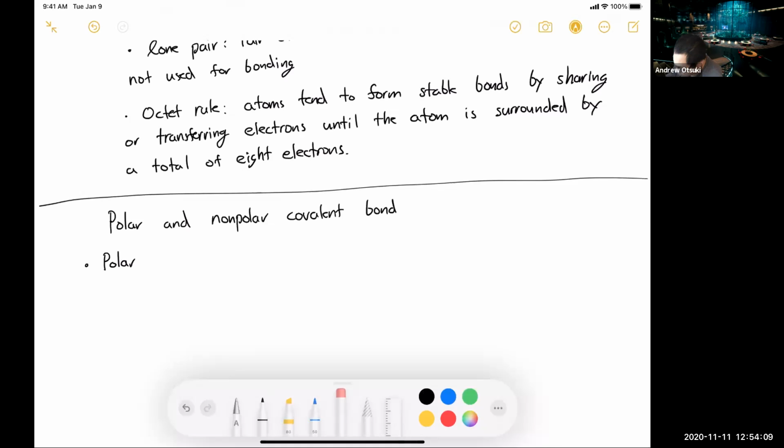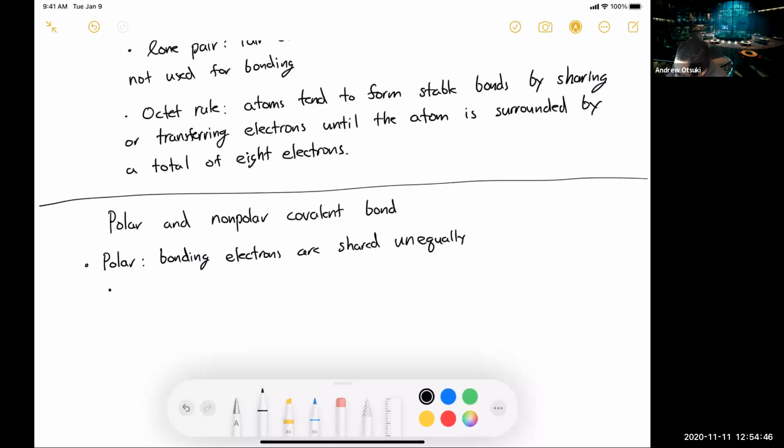So polar: bonding electrons are shared unequally. Like if you want to share a piece of pie, you probably want to take the larger half. So you want more than what the other person gets. So polar means unequal.